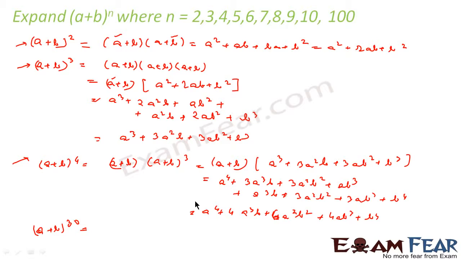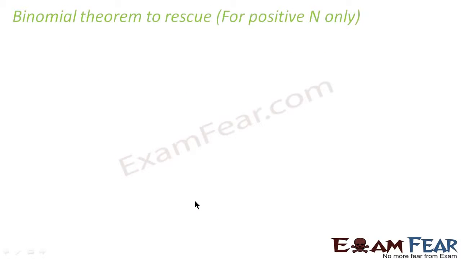Here comes the binomial theorem to rescue us. But please note, this binomial theorem holds true only for positive n. That means if I say (a + b) to the power 100 or 90, it is true and we can find the values. But if I say (a + b) to the power minus 100, we can't find the values. Please note, this binomial theorem is only for positive n.